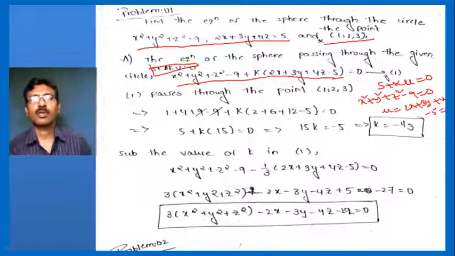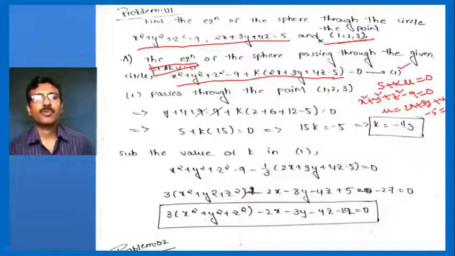So I have written S plus k U equal to 0 as equation 1. Here k is the parameter I have to find. To find the value of k, I need some clue in the problem. Here the clue is the point 1, 2, 3. The sphere passes through 1, 2, 3, so I substitute it in equation 1.